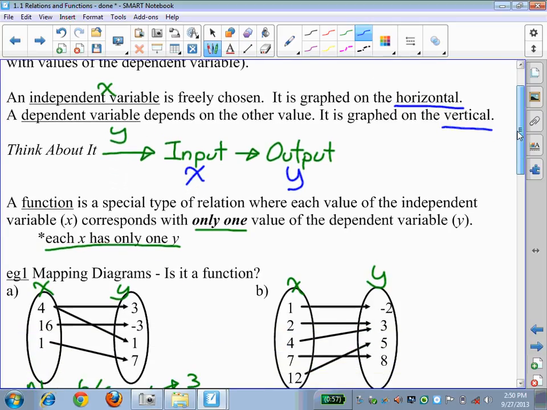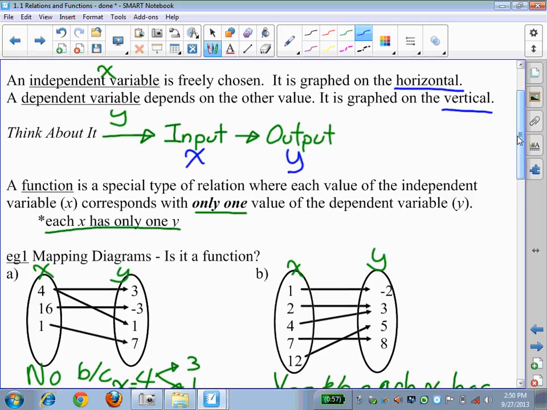Now we're going to change gears a little bit, ladies and gentlemen, and talk about a function. A function is a special type of relation where each of the independent variable x corresponds with only one value of the dependent variable y. The short form for that is each x has only one y.